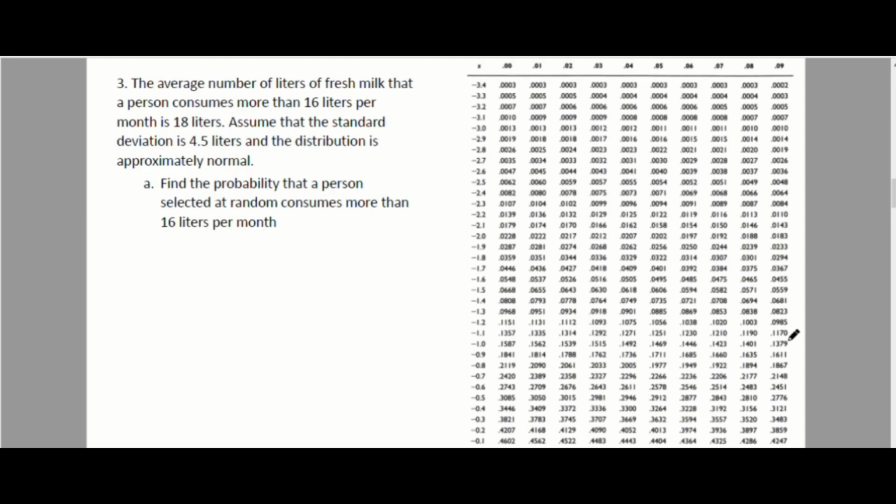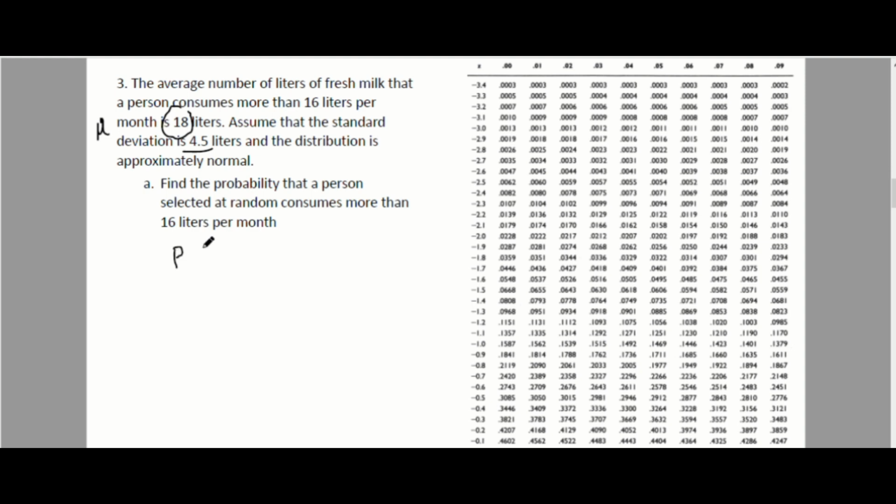Number 3, the average number of liters of fresh milk that a person consumes per month is 18. So this is our mu. And the standard deviation is 4.5. Find the probability that a person selected at random consumes more than 16 liters. Now this time, for this first question, letter A, we're not given a sample, and we're not talking about the sample mean.